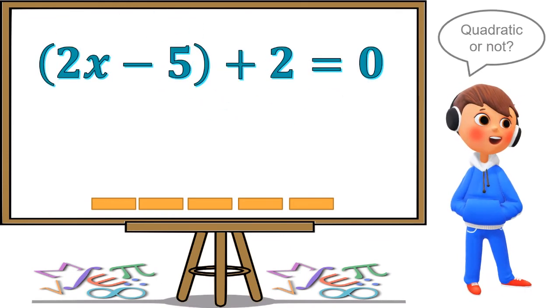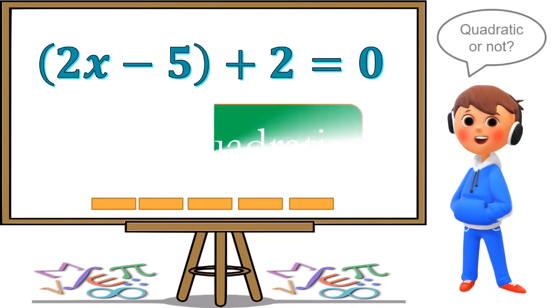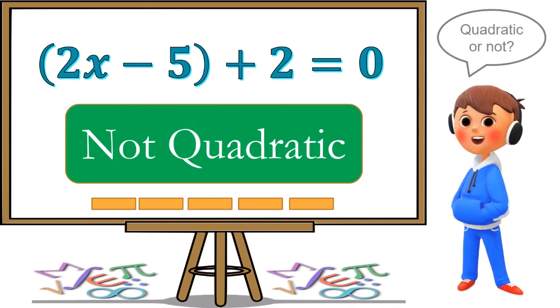Next, quadratic or not, 2x minus 5 plus 2 equals 0. Again, you have 5 seconds. The answer is not quadratic because the degree is equal to 1.